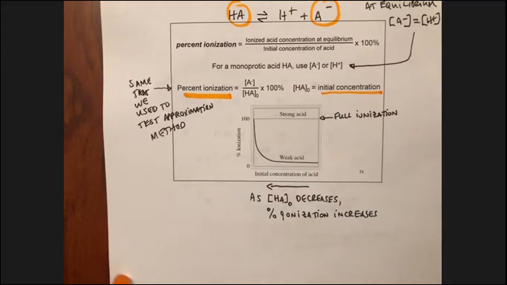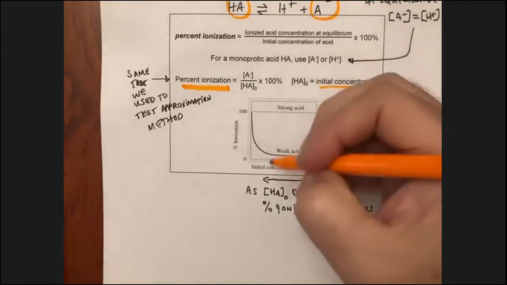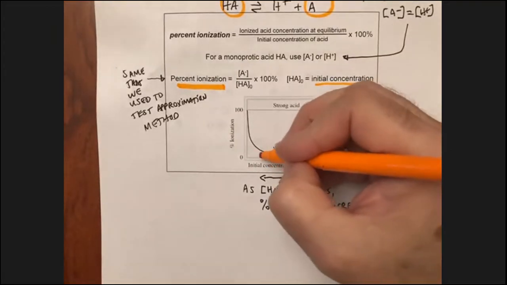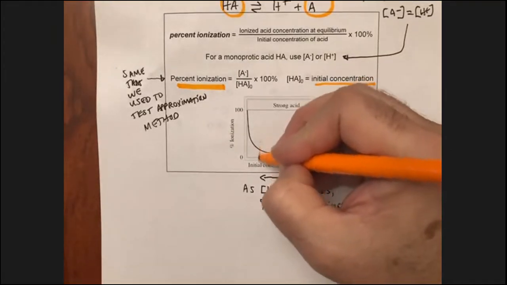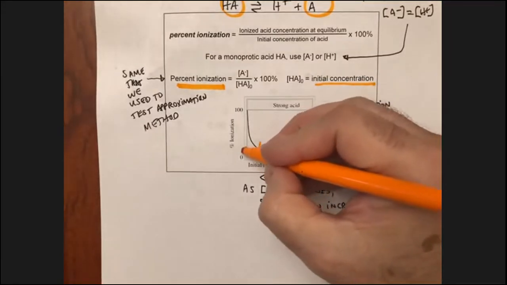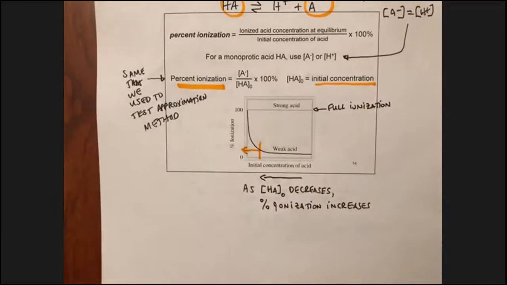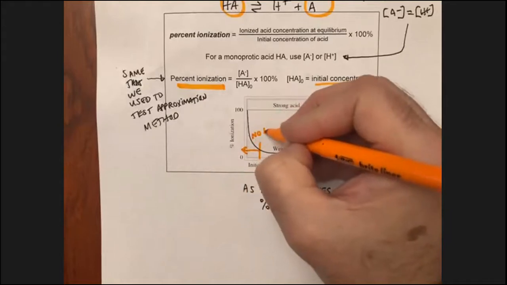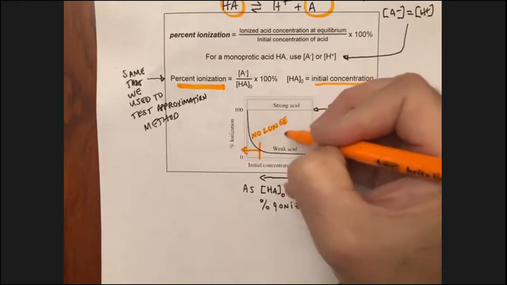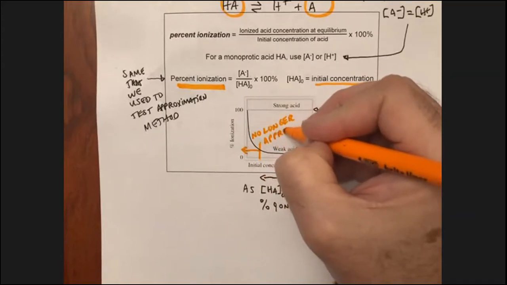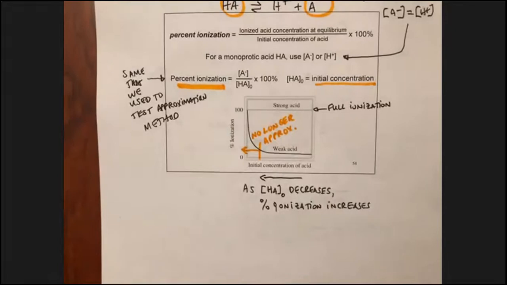So that's why, and again, this is all going to depend on the particular acid, but you can see how at a certain threshold somewhere in here, and anything lower than that, it seems like you can no longer use the approximation method once you get there.